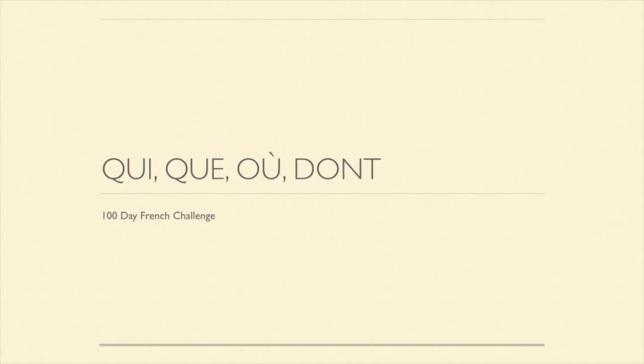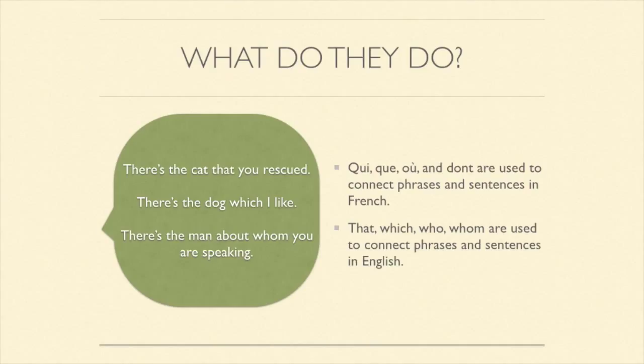Today we're going to be learning about qui, que, où, and dont, which are relative pronouns. So what are relative pronouns? What do these do? They're used to connect phrases and sentences in French. Their English equivalents are that, which, who, whom, and where as well, in no particular order. And as I said, they're used to connect phrases and sentences.